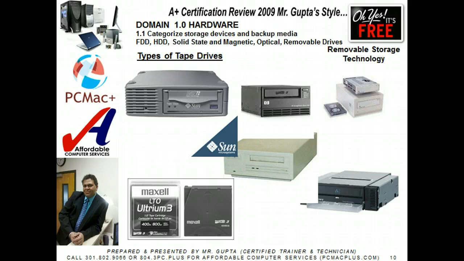Number 7 is AIT. Types have been around a long time and include AIT Turbo, AIT1 through AIT5, and S-AIT. S-AIT holds up to 1.3 terabytes of compressed data. The last one is SLR types, which includes SLR1 through SLR140. SLR140 holds 70 gigabytes native and 140 gigabytes compressed data.